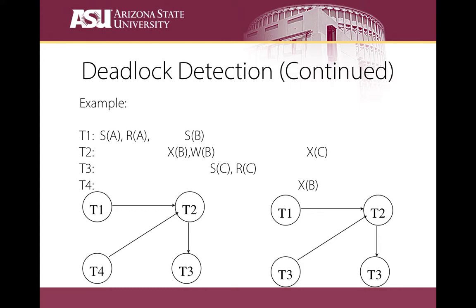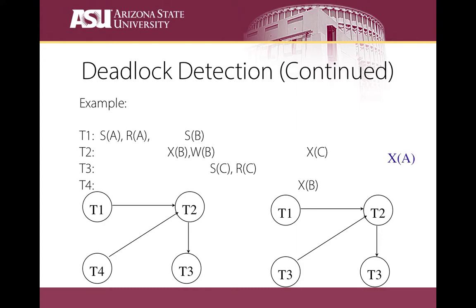T4 and T2, right? Why is that? Because T4 is waiting for T2 to release the exclusive lock on B. So T4 and T2 that way. So is there any deadlock here? Is there any deadlock here? I don't hear everyone. Is there any deadlock here? No. Good. All right.